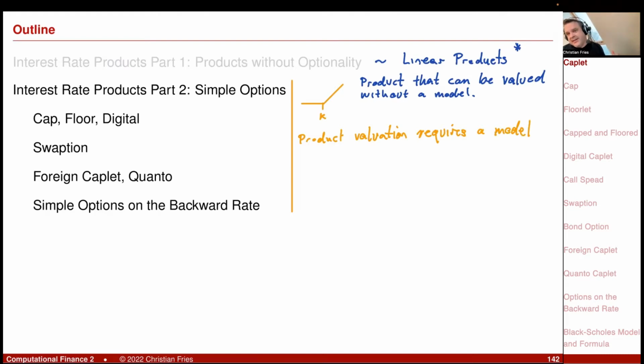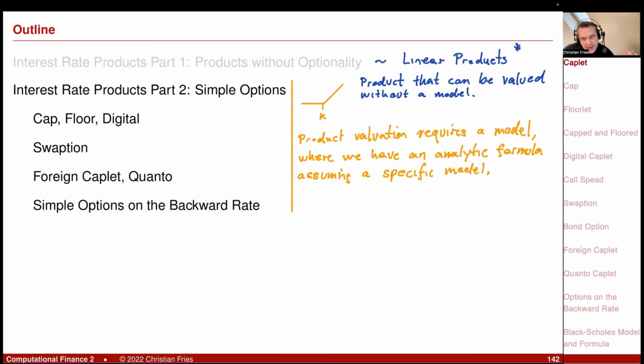where the product valuation requires a model, but still this section is a little bit special because we will make a special model assumption that allows us to derive an analytic formula for the evaluation. Yeah. Black-Scholes formula, Bachelier formula, something like this. We can do this actually for many guys here, yeah. So we can do this for the cap, for the Swaption, yeah, also for the Quanto Caplet, and assuming another special model also for the Quanto Caplet, and also to some extent for the options on the backward rate.